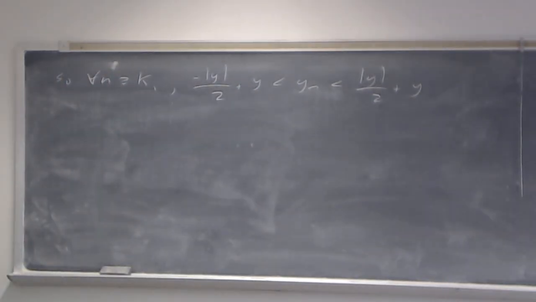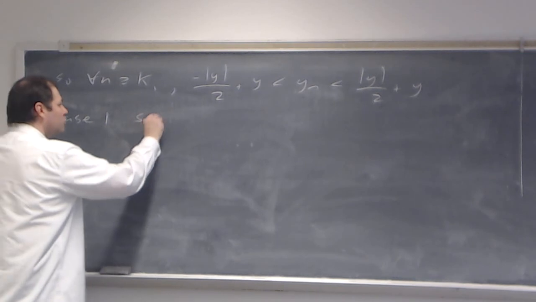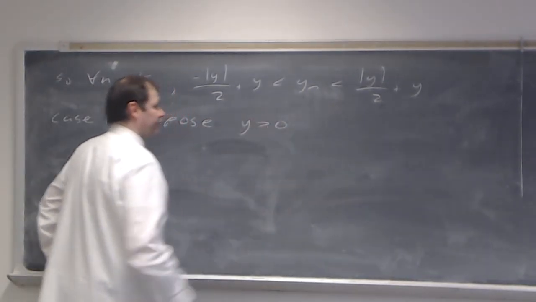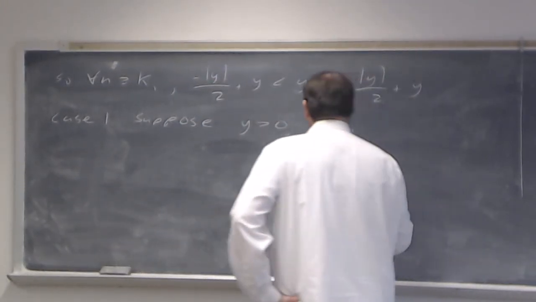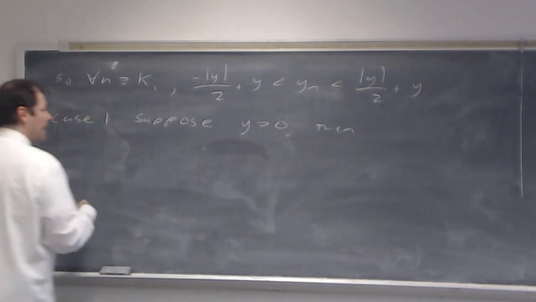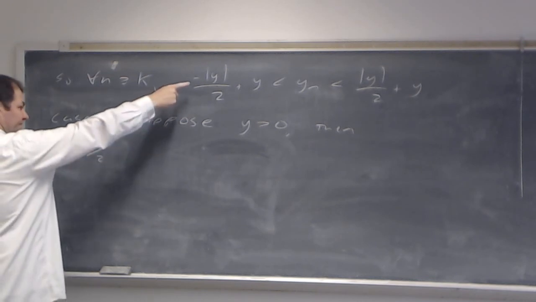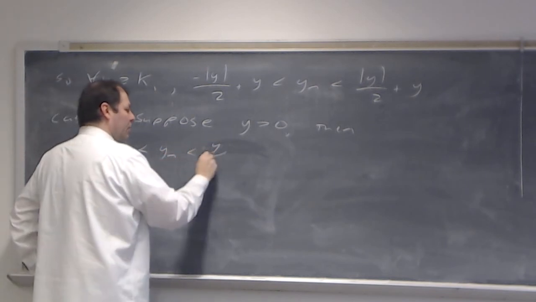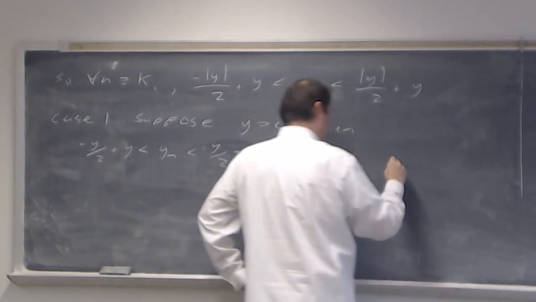So here, I would like to break this down into cases about y itself. So let's say case 1. Let's suppose y is greater than 0. What if it's positive? Then this would say minus y over 2, that's what that guy would be, plus y is less than y sub n, which is less than y over 2 plus y. And that's true for all n greater than or equal to k sub 1.